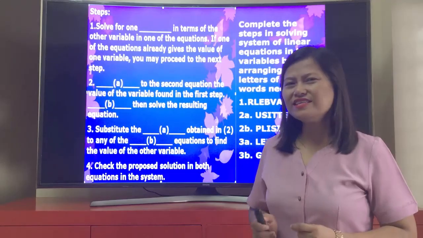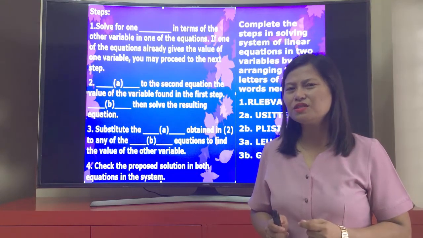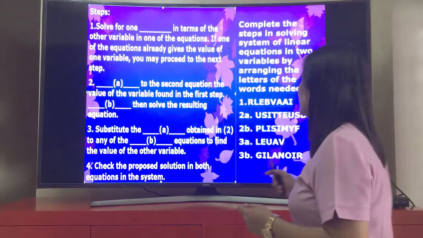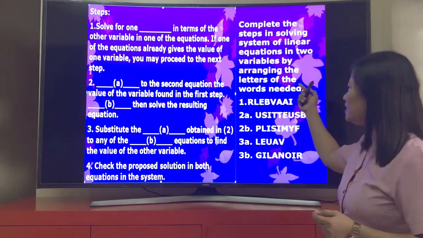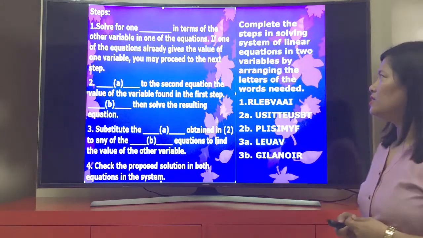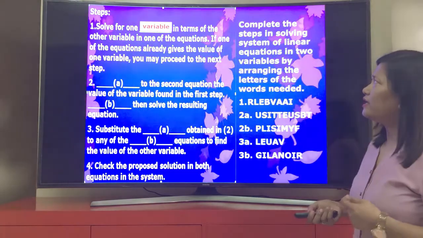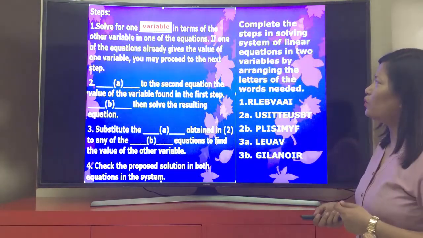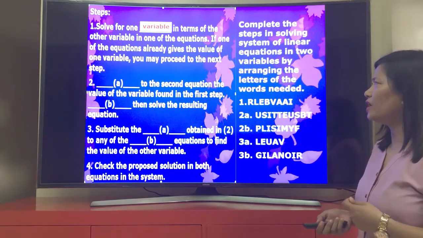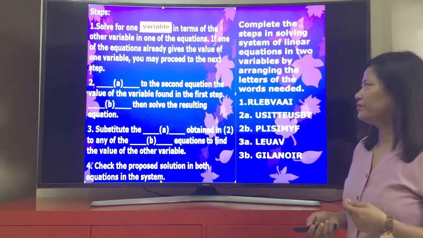So, in solving system of linear equations in two variables using substitution method, remember the following steps. Let's complete the steps by arranging the letters of the words needed. Number 1, solve for one variable in terms of the other variable in one of the equations. If one of the equations already gives the value of one variable, you may proceed to the next step.